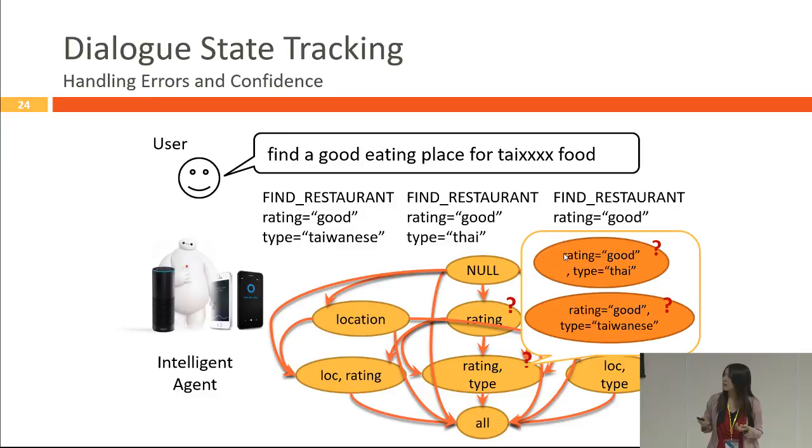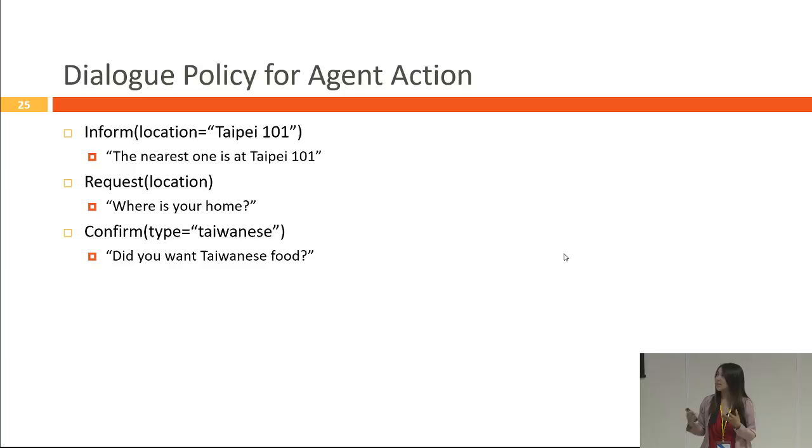So after we track the dialog state, we still need to design how we respond to the user, which we call dialog policy. We can inform something to the user or request an additional constraint. Also, we can do confirmation. If we think current information is not reliable, we can use interaction to confirm some value from the user, like we are not sure about the type, so we can ask whether the type is Taiwanese or Thai food, and then the user can use an additional dialogue turn to give or correct the information I want.